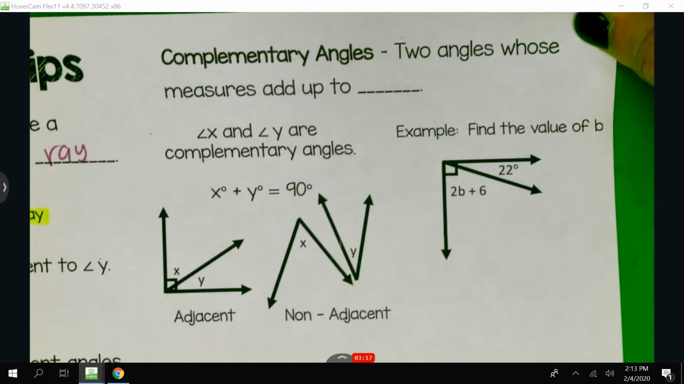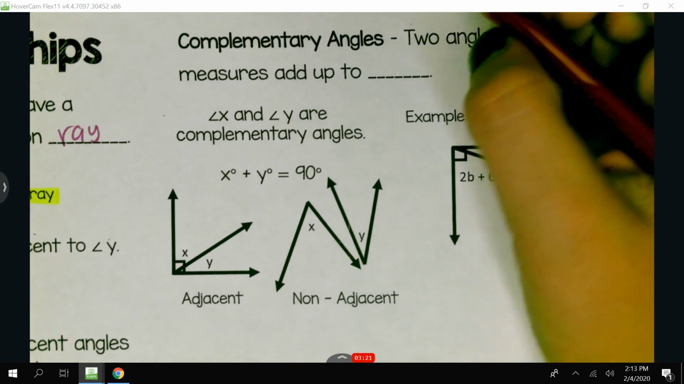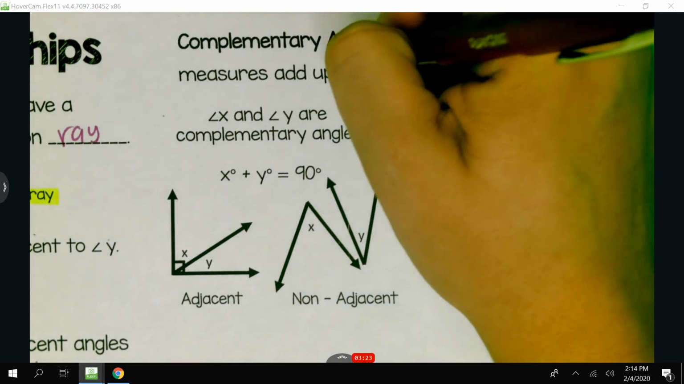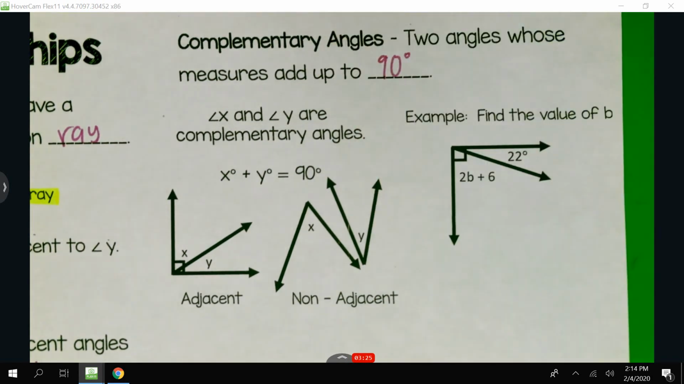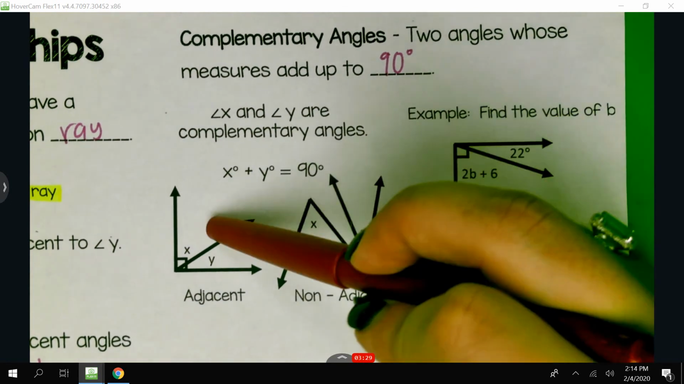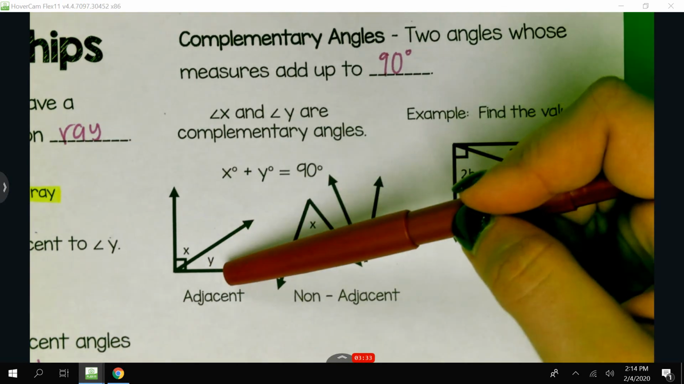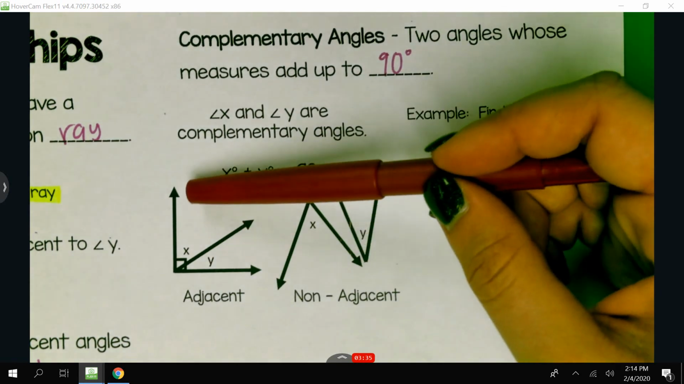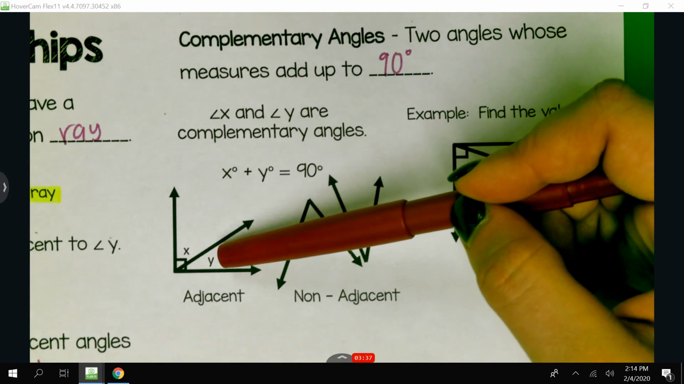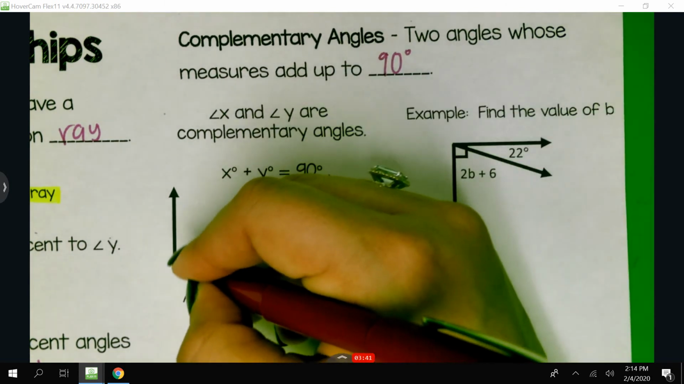Okay. What about complementary angles? We know that those are two angles whose measures add up to 90 degrees. Good. So, looking at this first example, here you have a set of adjacent angles. They are right next to each other. You've got angle X and angle Y. Together, those angles make 90 degrees, a right angle.